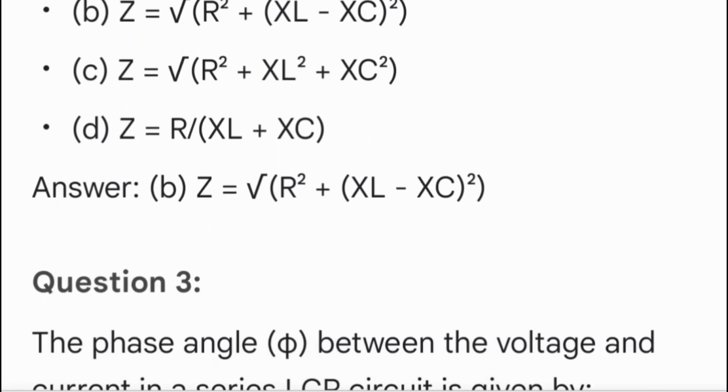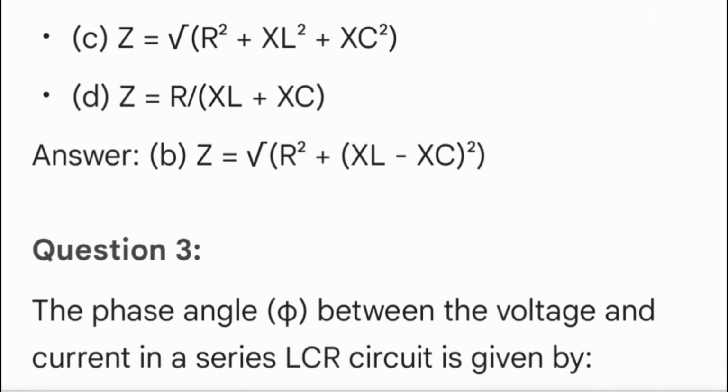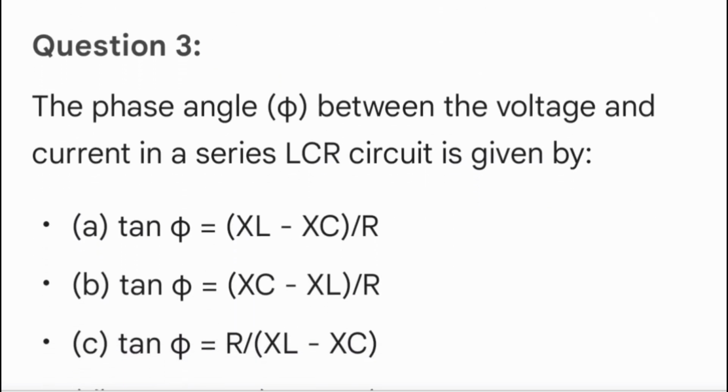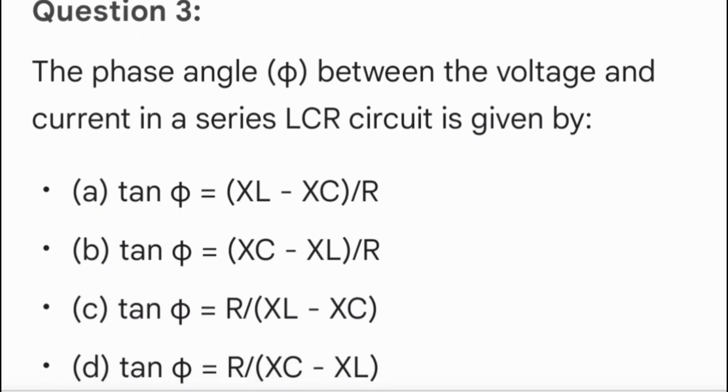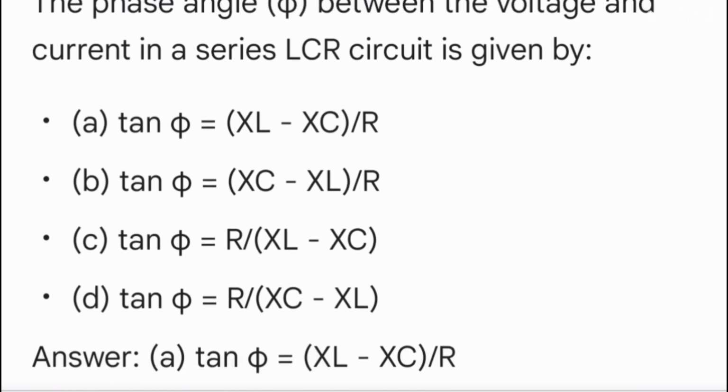Question 3. The phase angle phi between the voltage and current in a series LCR circuit is given by A. Tan phi equals XL minus XC by R, B. Tan phi equals XC minus XL by R, C. Tan phi equals R by XL minus XC, D. Tan phi equals R by XC minus XL. Answer: A. Tan phi equals XL minus XC by R.